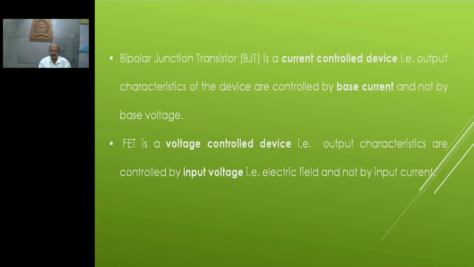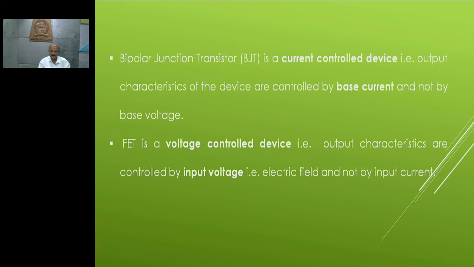But on the other hand, the FET is known as a voltage controlled device. Why is the FET known as a voltage controlled device? Because in case of FET, the output characteristic, that is the drain current, is controlled by the input voltage, not by the input current, because we apply the reverse voltage between the gate and source, and this voltage produces an electrical field between the gate and source. Hence this device is known as field effect transistor, because the effect of the electrical field at the input between the gate and source controls the output characteristics. That is, the output current is controlled by the input voltage.